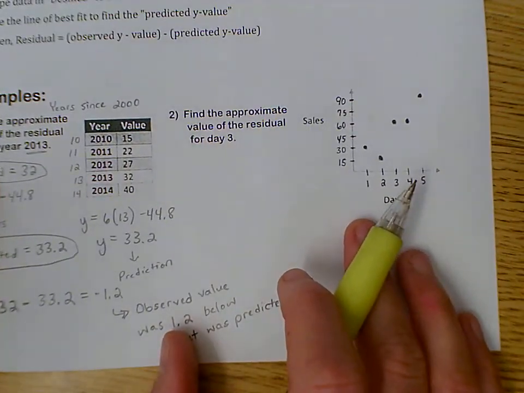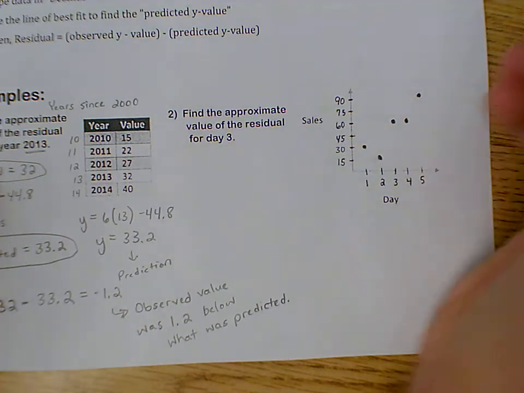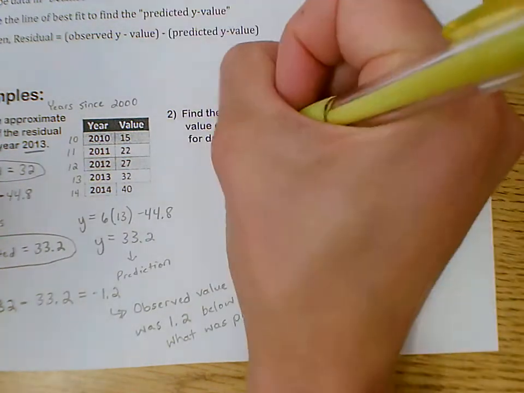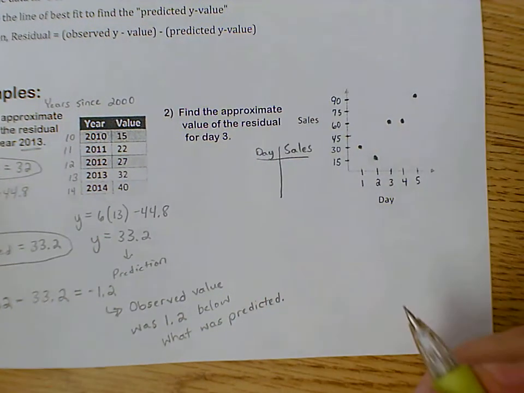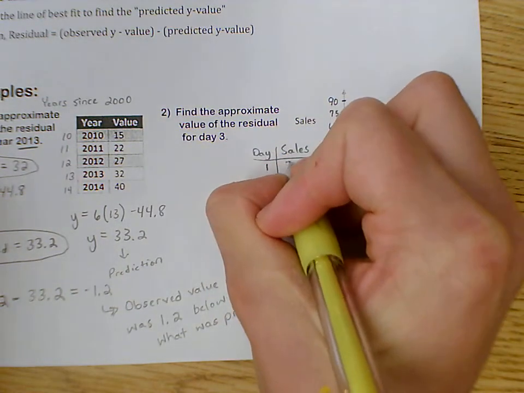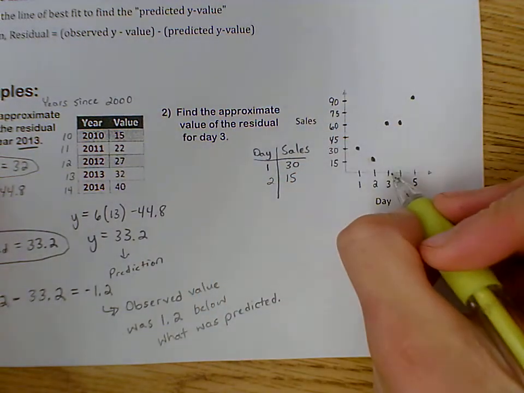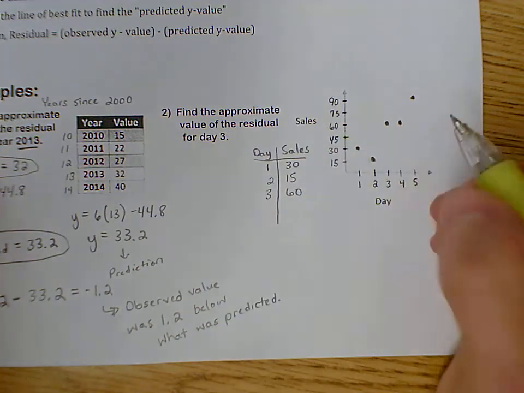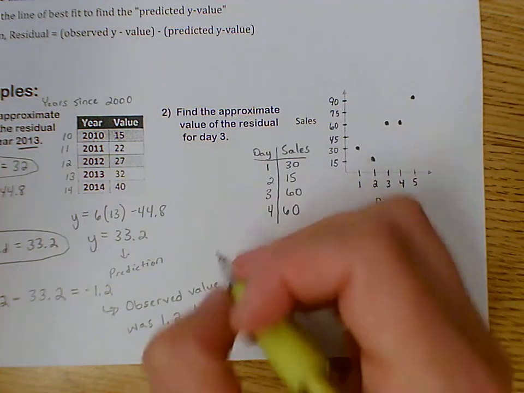So if it gives you a graph, then you're going to have to take your data from the graph and put it in Desmos. So for me, it's always helpful to write it as a table. So we're comparing the day with the sales. So I'm just going to take those coordinates and write it out. So when I do that, I've got a point at 1:30, a point at 2:15, then we have another one at 3:60, and then at 4:60, and then another one at 5:90.